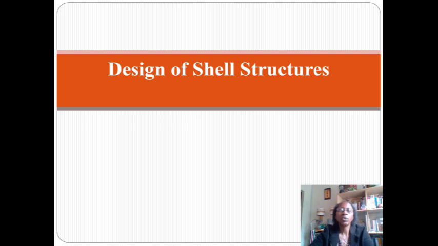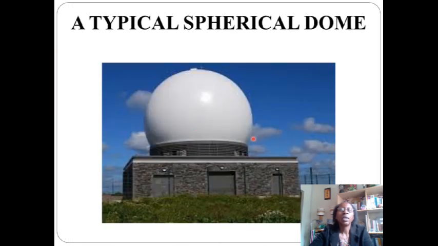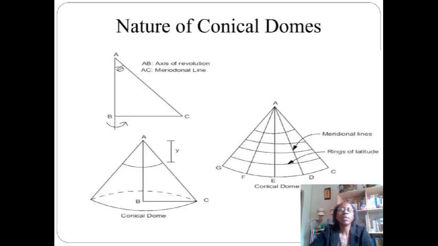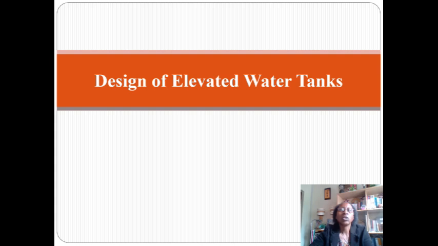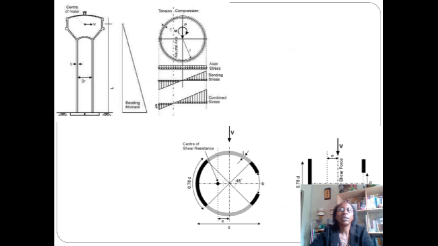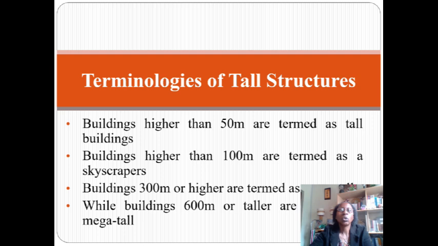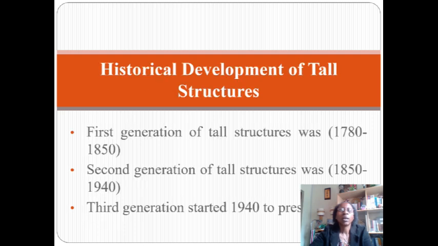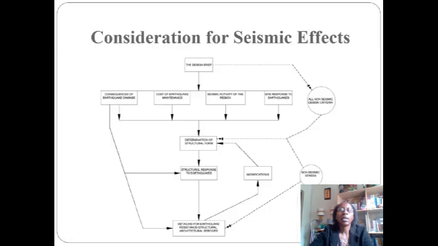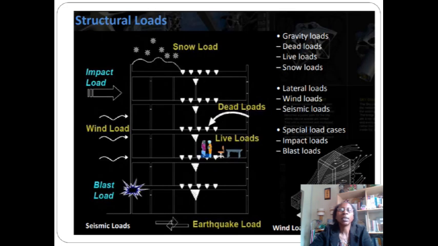Similarly, we'll be going through similar questions for shell structures, domes. What is a dome? Examples of domes, the geometry of the domes themselves. We'll be looking at that. Shell structures, the same thing with elevated water tanks. We'll be looking at different designs, the key elements in the design, and similarly for tall structures, as we already know, the historical development of tall structures as shown. What are the structural concerns, the consideration for seismic effects, and so on.